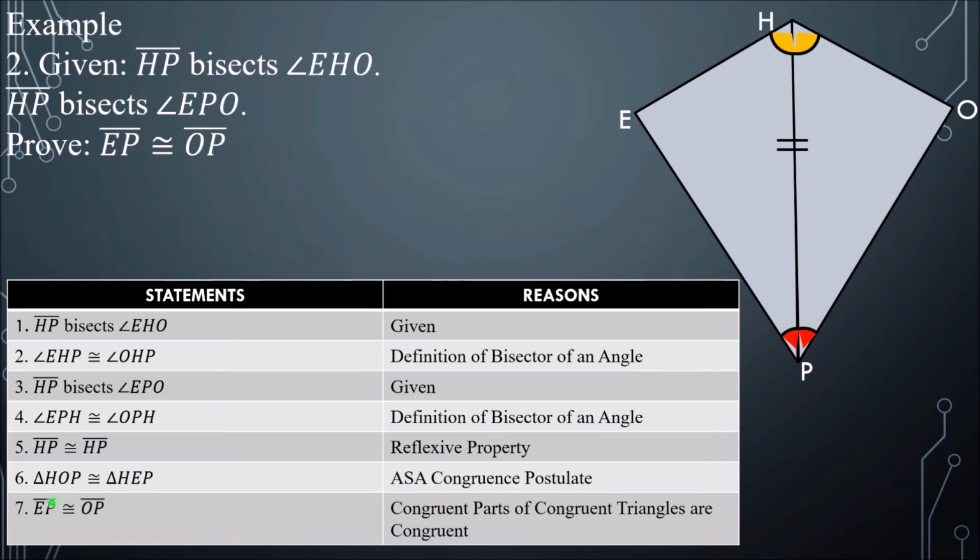Now, finally, side EP is congruent to side OP. Why? Because since the two triangles are congruent, congruent parts of congruent triangles are also congruent. So that is the reason why side EP is congruent to side OP.